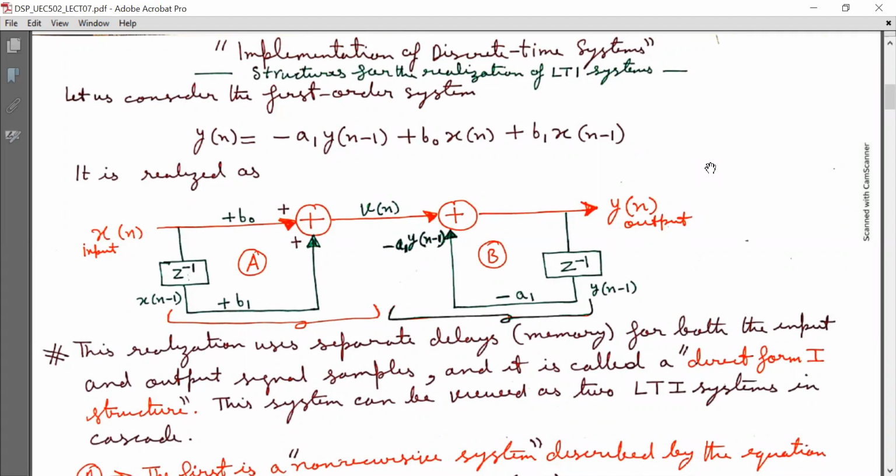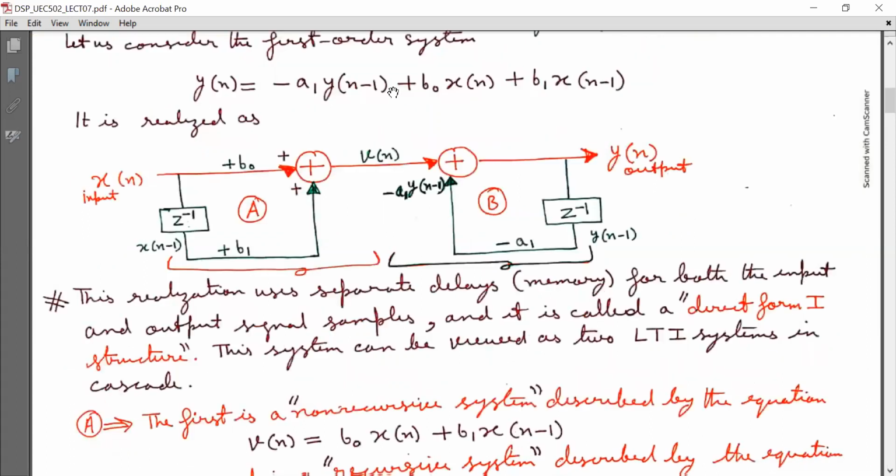Let us consider the first order system, which is defined by a linear constant coefficient difference equation, that is y(n) is equal to minus a1 y(n minus 1) plus b0 x(n) plus b1 x(n minus 1). Here y(n) is present output, y(n minus 1) is output delayed by 1 unit, x(n) is present input, x(n minus 1) is input delayed by 1 unit, and a1, b0 and b1 are constant coefficients.